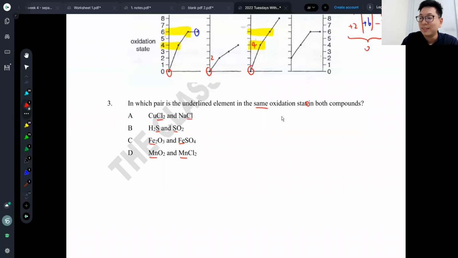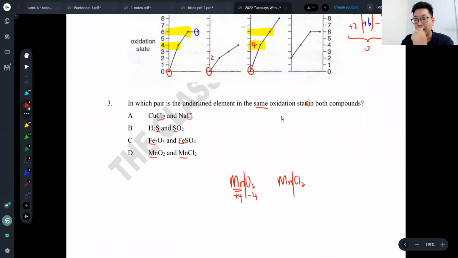I'll run through from the bottom. Manganese oxide, MnO2, and then MnCl2. If you split, always fill in oxygen first: -4, +4. But in this case, because they ask you to find Mn, there is no oxygen and no hydrogen in MnCl2, so you fill in the other element first. Chlorine is in group 7, which means -1 times 2, -2. This means manganese is +2. Are they the same? They're not the same, so D is wrong.